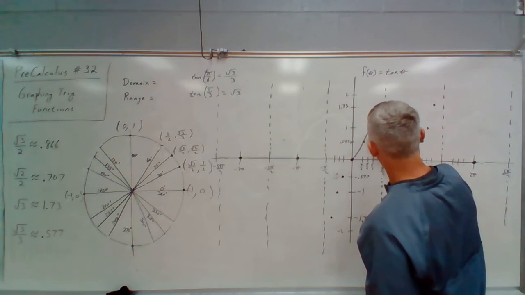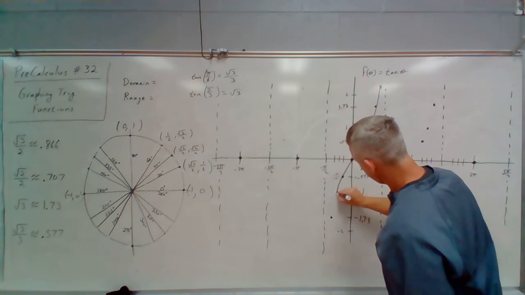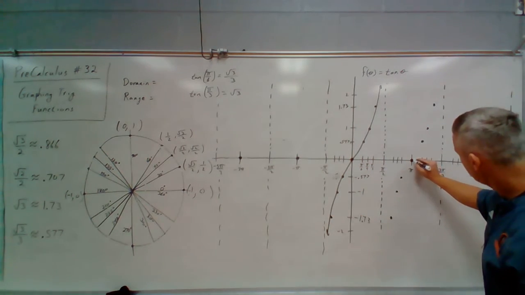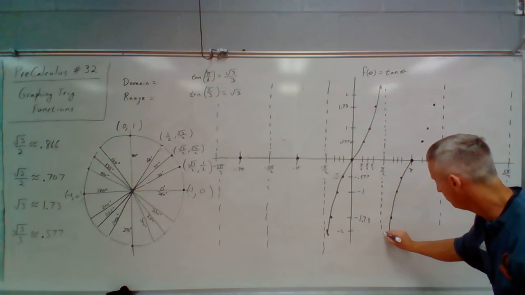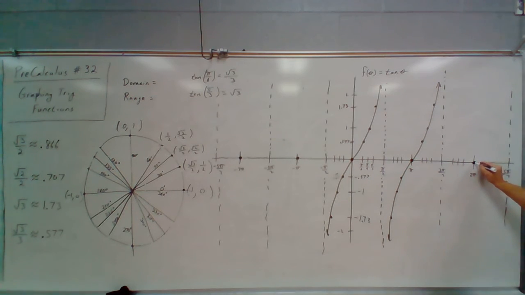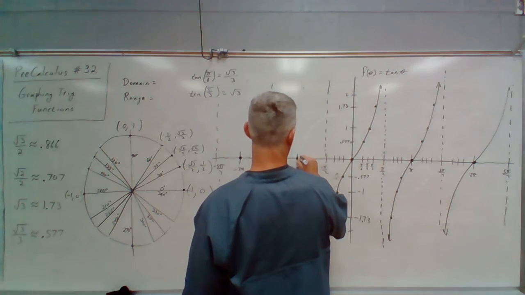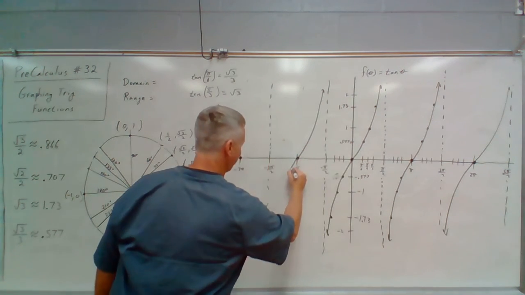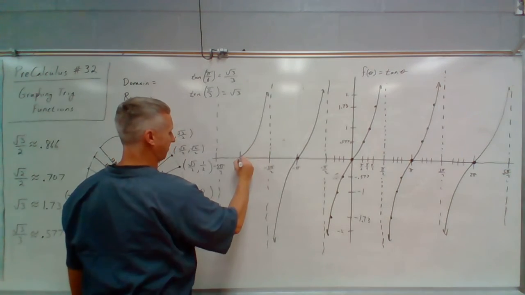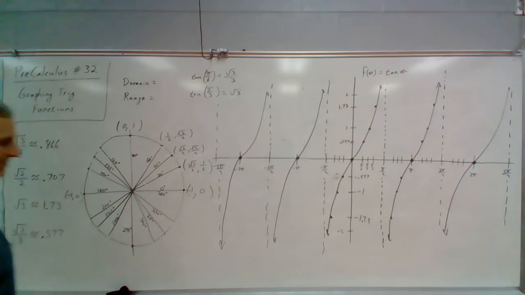We have this. Make sure it goes down that asymptote, up that asymptote. Same thing here. Down this asymptote, up this asymptote. Same thing here. Down this asymptote, up this asymptote. Same thing on this side. Up this asymptote, down this asymptote. Up this asymptote, down this asymptote. Like that. So there's a graph of tangent.